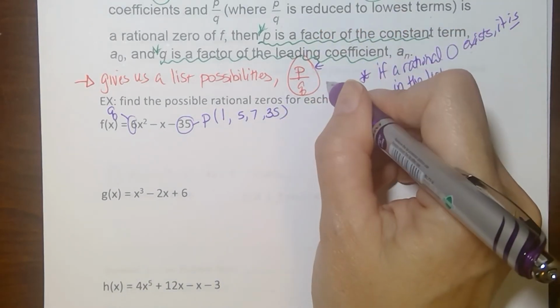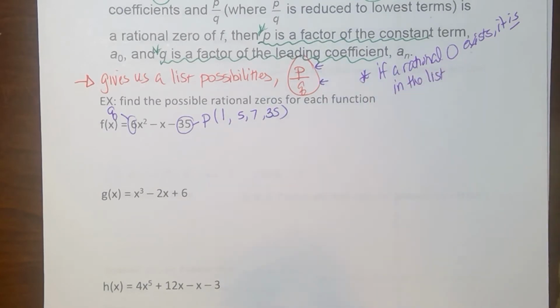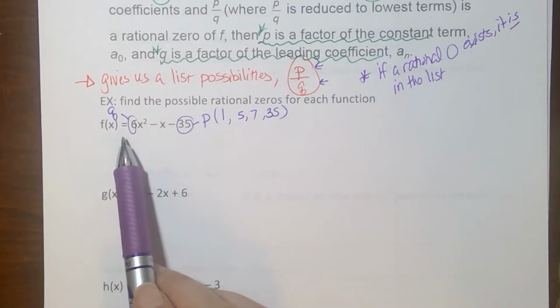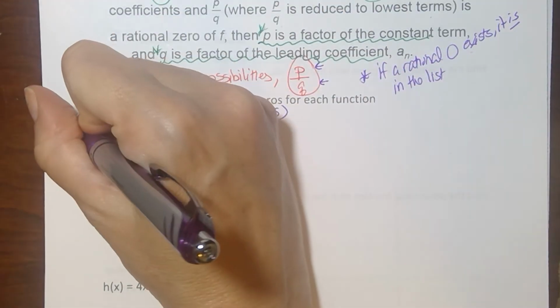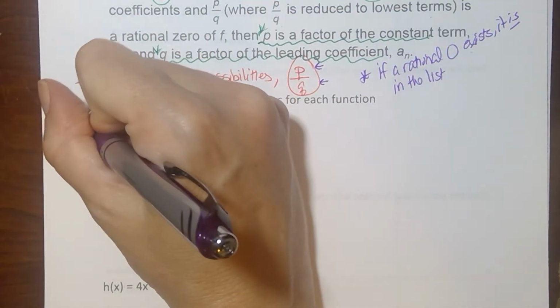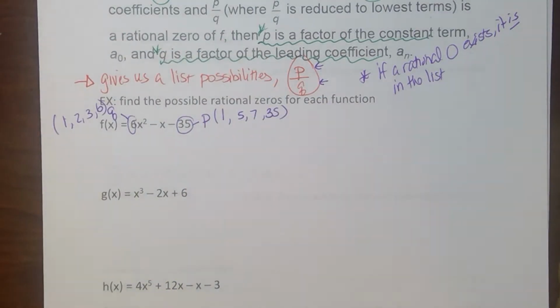Now, to get the possible values for the denominator, Q, we look at the leading coefficient, which in this case is 6. Well, what are my factors of 6? I have 1 times 6 or 2 times 3. So those are my factors of 6. Those are the possible values for my denominator.